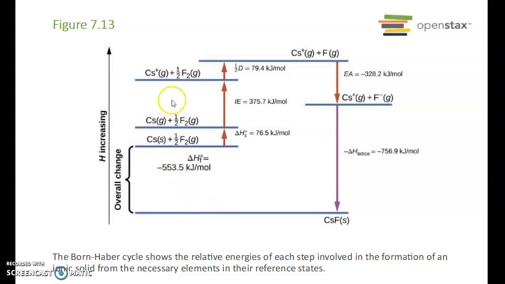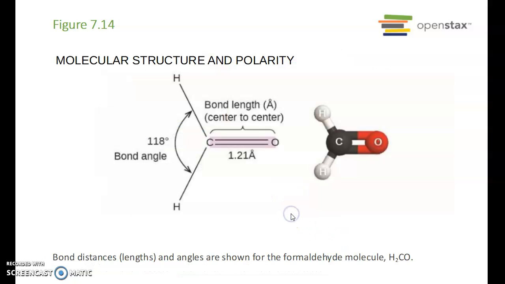So this Born-Haber cycle breaks down exactly the way in which you go from something like this to something like this, and the overall energy that's released in the process. So it's a piecemeal, step-by-step process of going from one set of molecules or atoms to a final molecule. The next thing I want to talk about is the structure and polarity.